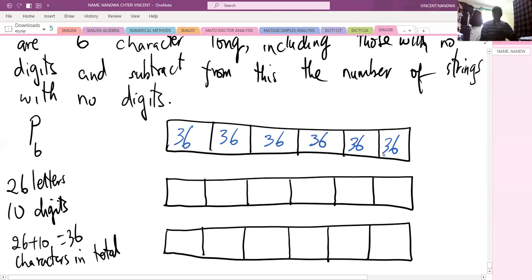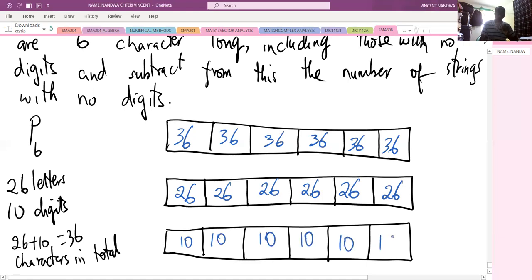And then this is how another person can pick the same thing. I assume that I want to use only letters, so I can have 26 choices in each of the six positions. Another one will say, let me pick only digits, so 10 choices in each of the six positions.